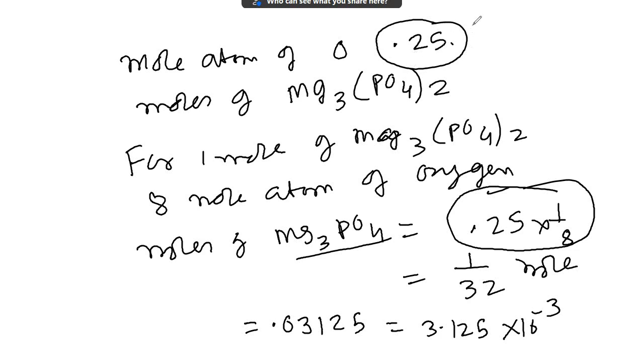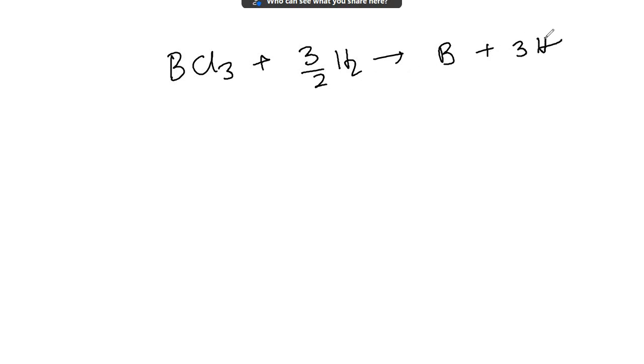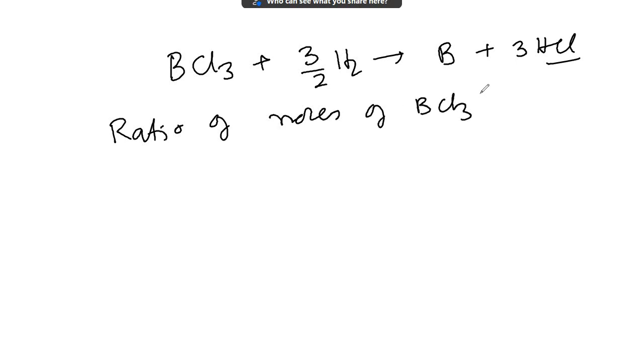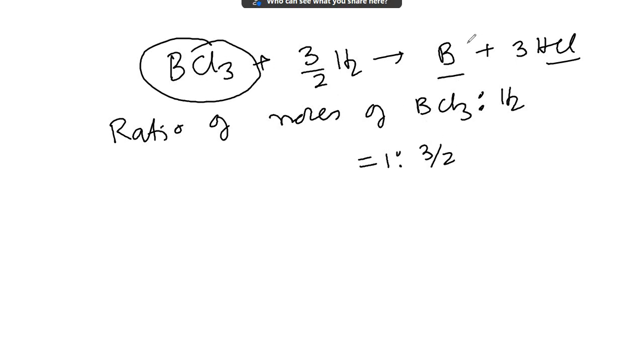Okay, simple sum. Let us clear the board. Look at the reaction: BCl3 plus 3/2 H2 gives you B plus 3 HCl. In this case, the ratio of moles of BCl3 to H2 is 1 is to 3 by 2. So whatever be the moles of BCl3, B also has the same mole atom.